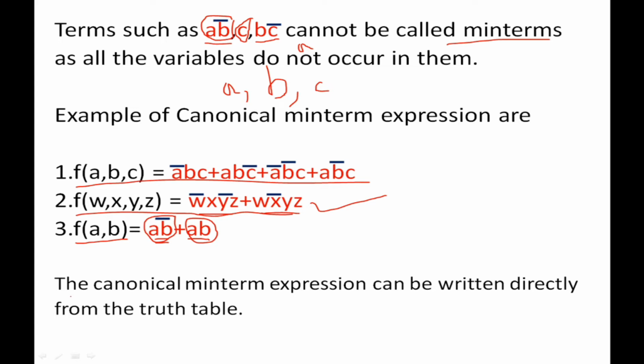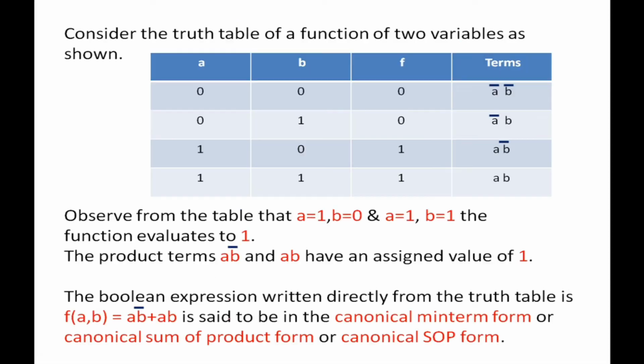The canonical min term expression can be written directly from the truth table. We can look at the truth table and directly represent the min term expression from it. How? Let us see. So consider a truth table here for a function of two variables.